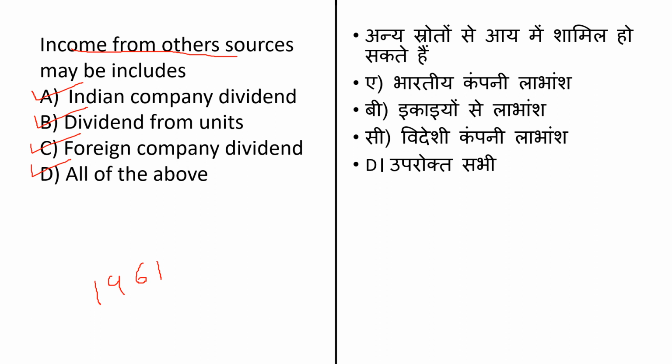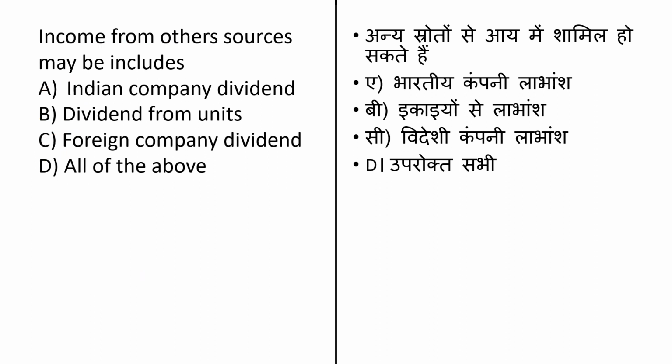The third option is foreign company dividend. Dividends are charged to tax under the head income from other sources, and hence the dividend received from a foreign company is charged to tax under the head income from other sources. The correct answer for this question will be option D, that is all of the above. Income from other sources may include Indian company dividend, dividend from units, and also foreign company dividend.